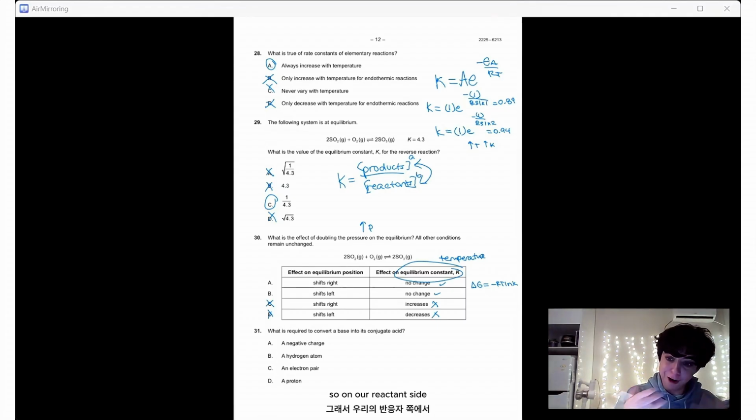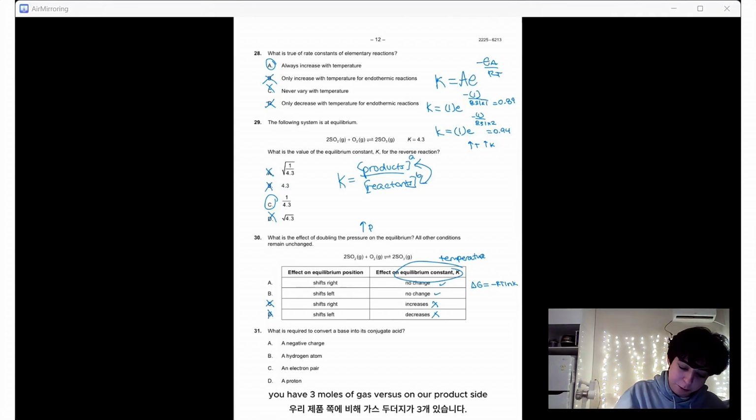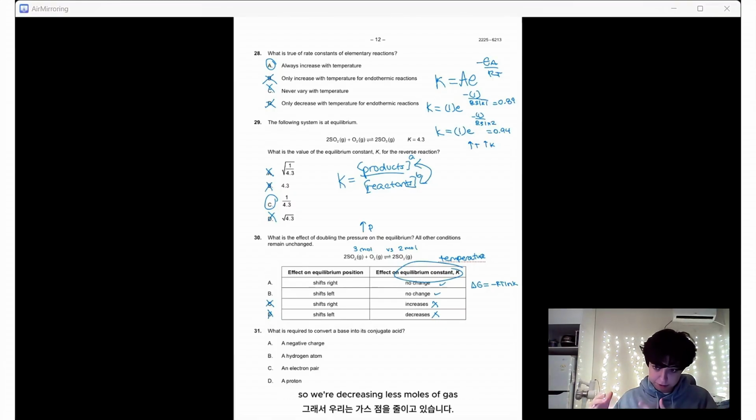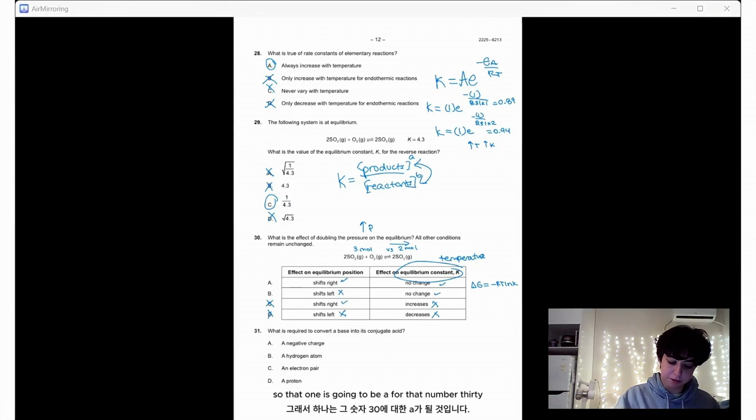So on our reactant side, you have 3 moles of gas versus on our product side, you have 2 moles of gas. The side that has less, because we're undoing the increase, so we're decreasing the pressure, is our products. So it is going to shift to the right. So shift right, boom. So that one is going to be A for number 30.